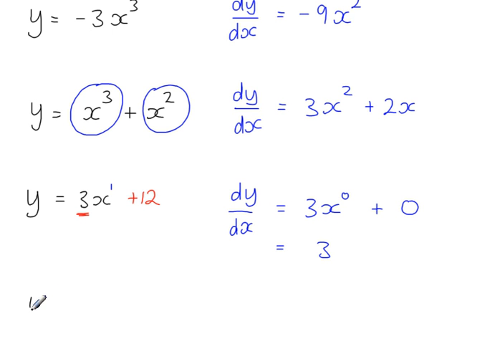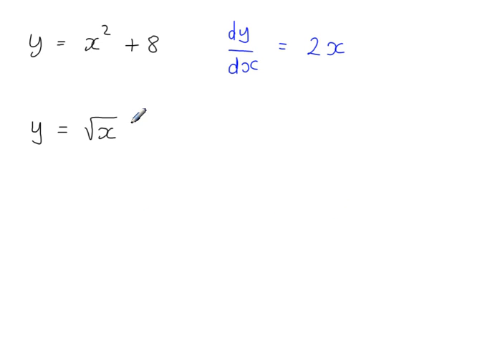So if you had this, y is equal to x squared plus 8, and you differentiate, so dy by dx is equal to, so from the x squared term, we've got 2x to the power of 1. Constants give you nothing, so that's it.